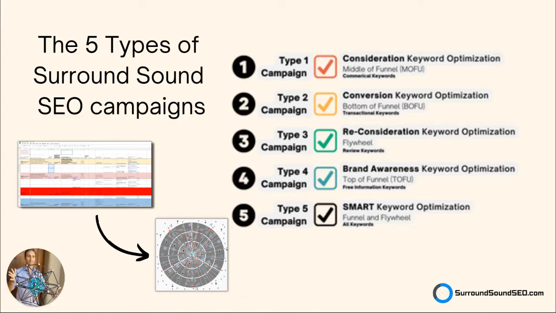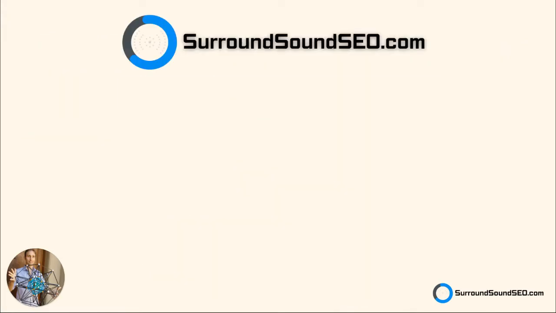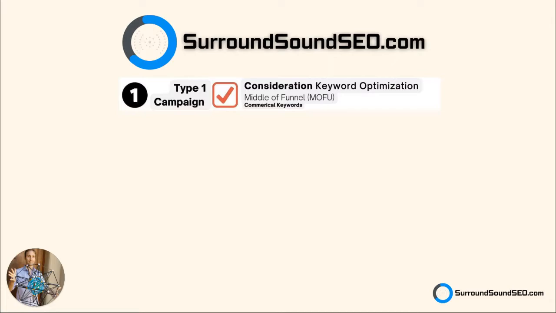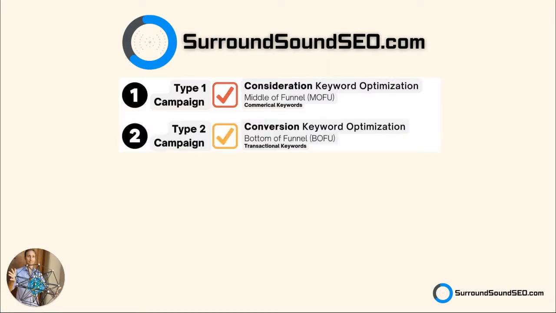So we'll get into the 5 types of surround sound SEO campaigns and how we translate actions and a great content and inbound marketing plan onto a large grid: surround sound top of funnel, middle of funnel, bottom of funnel. Type 1 surround sound campaign is the middle of the funnel. That's the consideration stage. SEMrush commercial keywords are primarily used for us during that stage. A type 2 surround sound campaign is conversion keyword optimization. They're at the bottom of the funnel, mostly using transactional keywords and content.